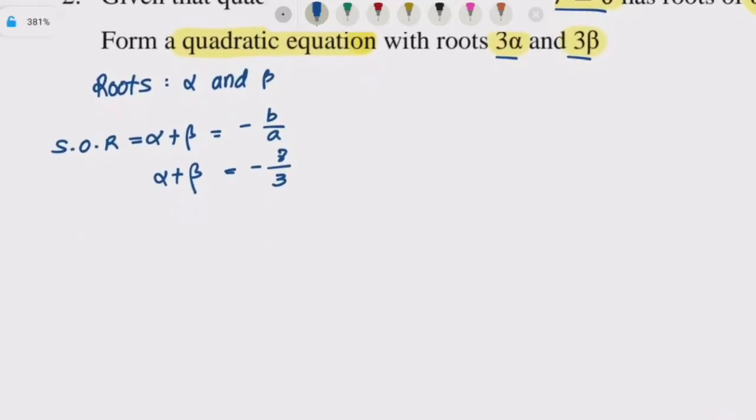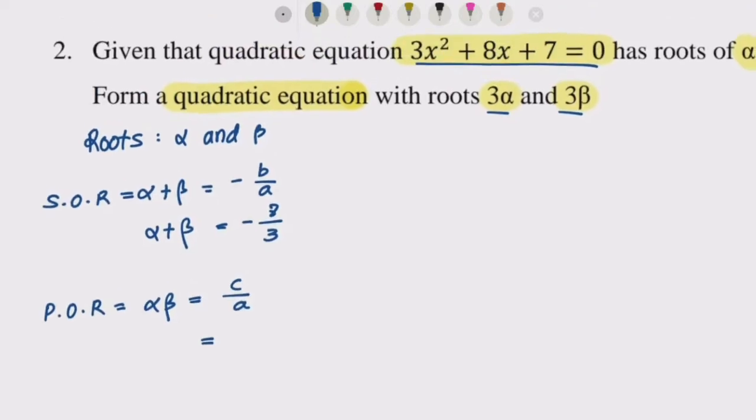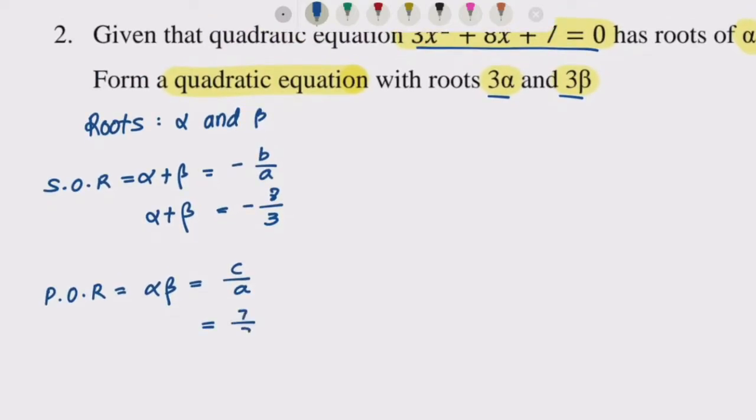And then the product of roots is alpha beta. Alpha beta is equal to c over a, and c over a is equal to 7 over 3. Indirectly we can say alpha beta is equal to 7 over 3. Now we need to form our new equation with these new roots, 3 alpha and 3 beta.